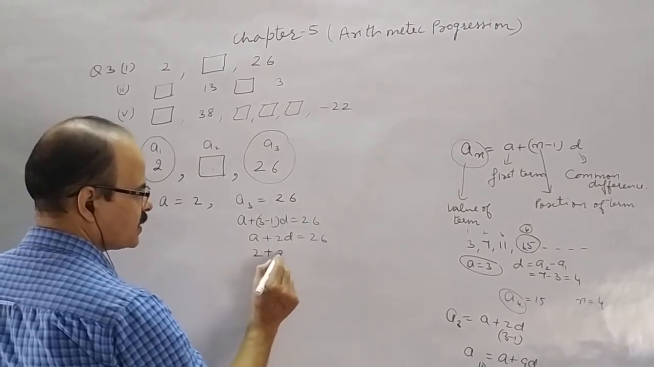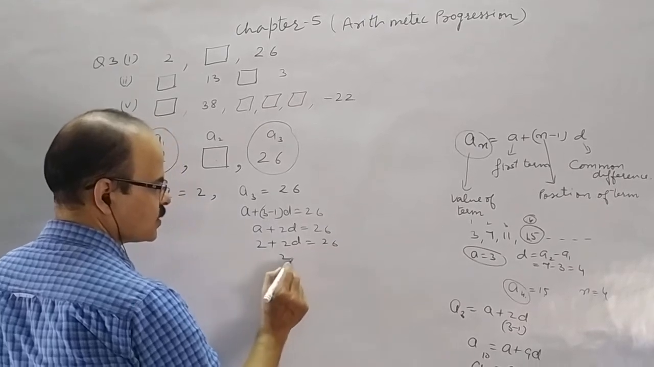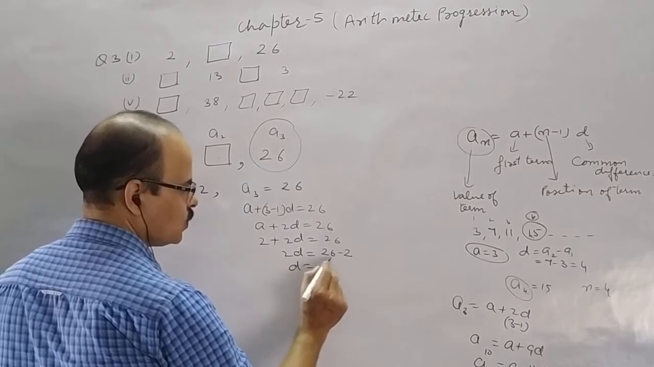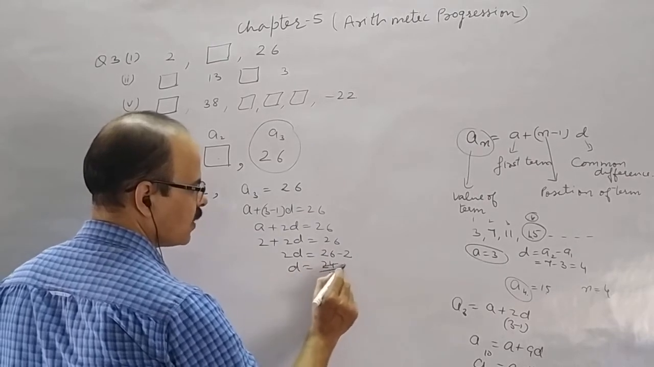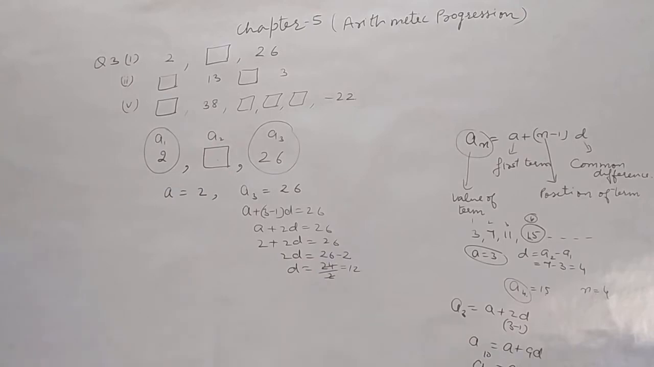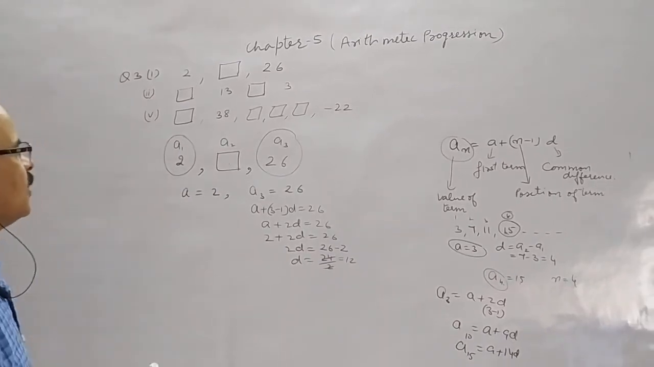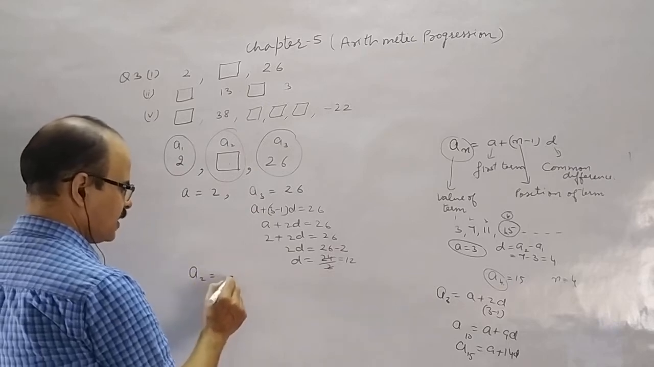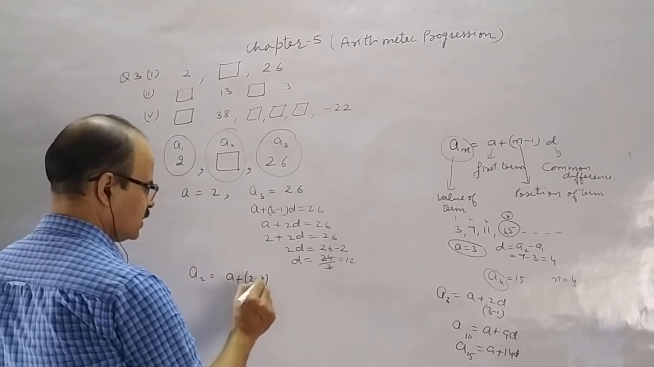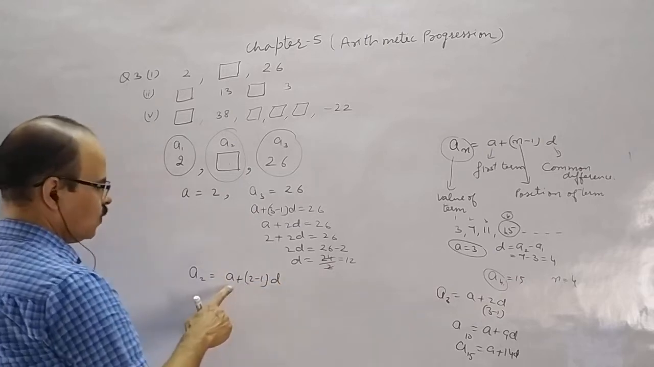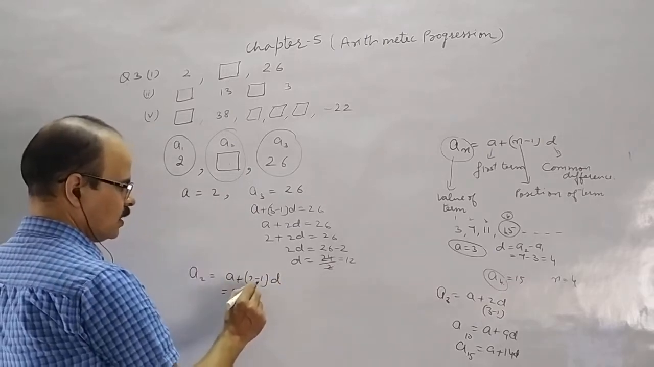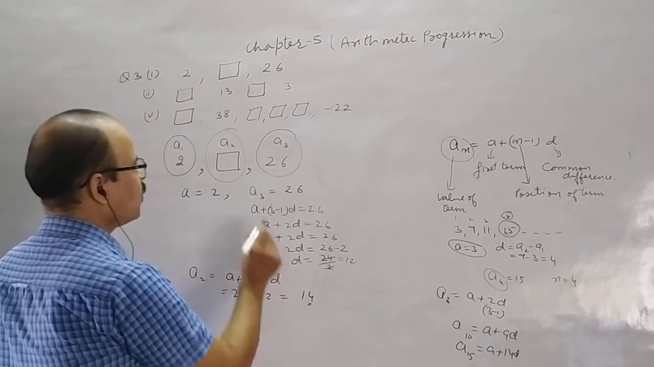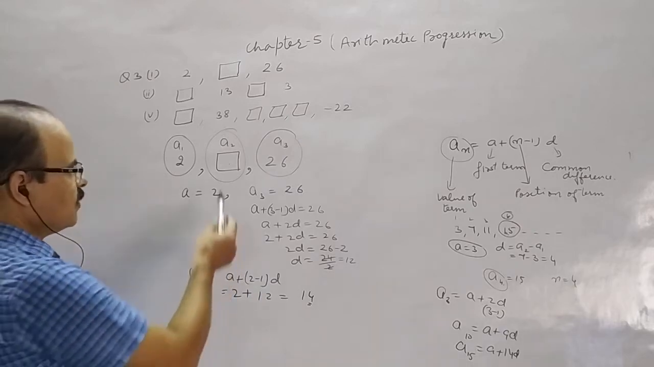So 2 plus 2D is equal to 26. 2D will be equal to 26 minus 2, and D will be equal to 24 upon 2, which will give you 12. This is the value of D. Now you have to calculate the second term which is A2. So this formula you can apply: A plus 2 minus 1 into D, that is A plus D. What is A here? 2, and D is 12. So the answer will be 14. So the second term will be 14.